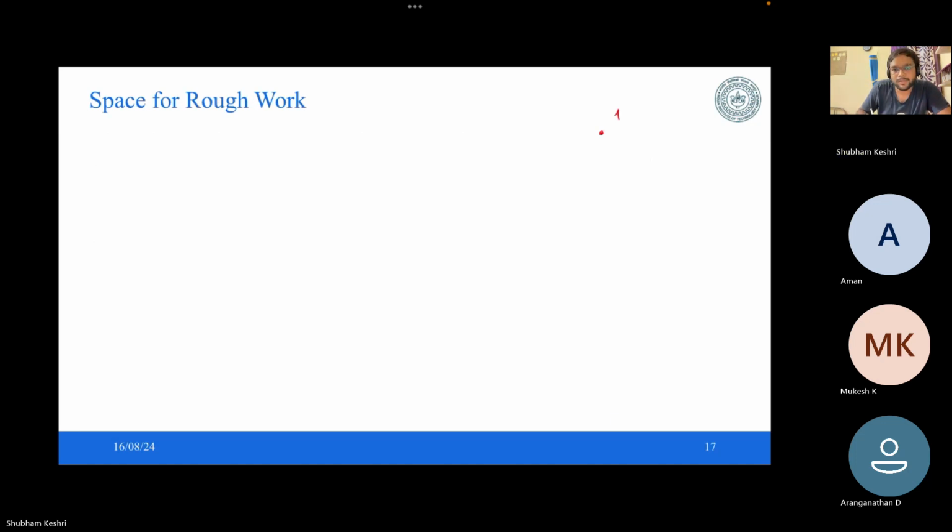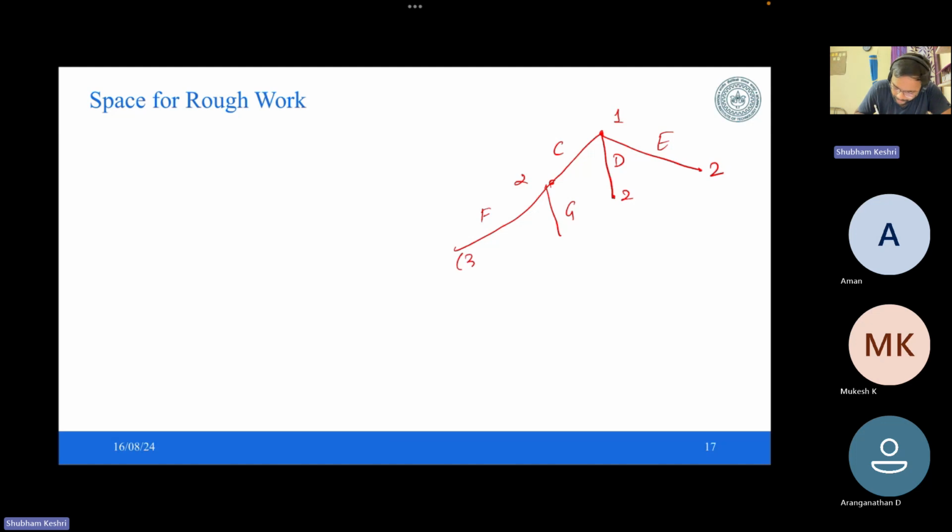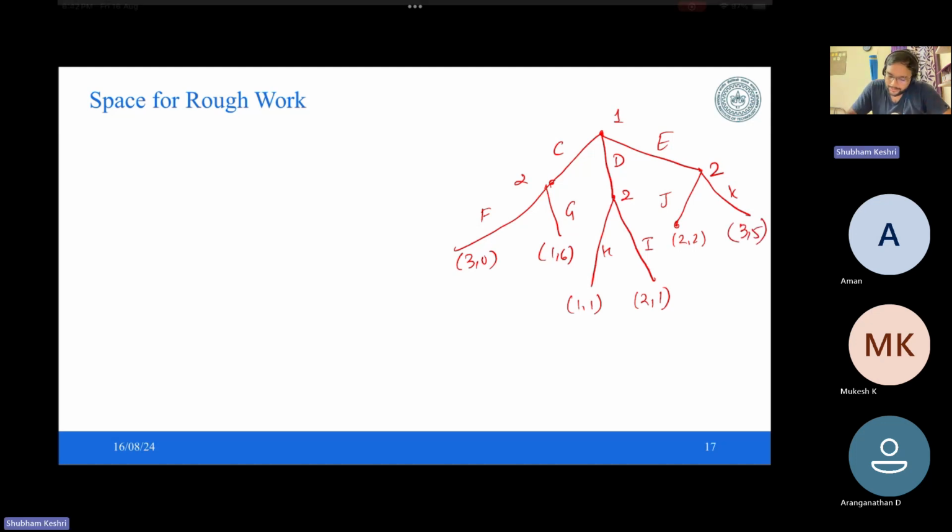So the game is actually: player 1 has C, D, and E. Player 2 has F and G, with payoffs 3, 0 and 1, 6. For this he has H and I, with payoffs 1, 1 and 2, 1, and he has J and K, with payoffs 2, 2 and 3, 5. Now you can just use this.